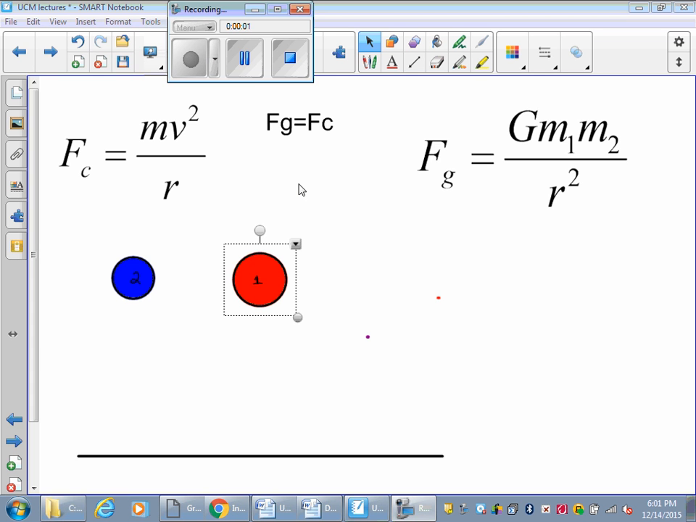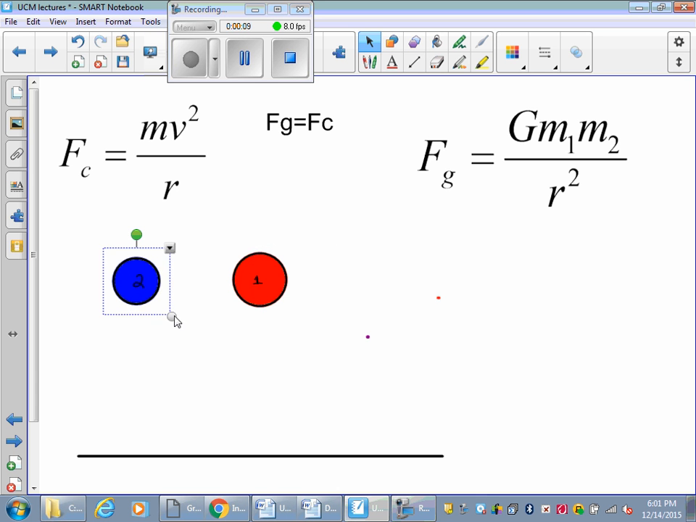Hey guys, this is for your worksheet part B, uniform circular motion and force gravitational. I'm going to show you how to figure out what would happen to the force if I change some variables. And the variables I'm talking about are going to be mass of object 1, mass of object 2, and the radius, which is the distance between the two centers.